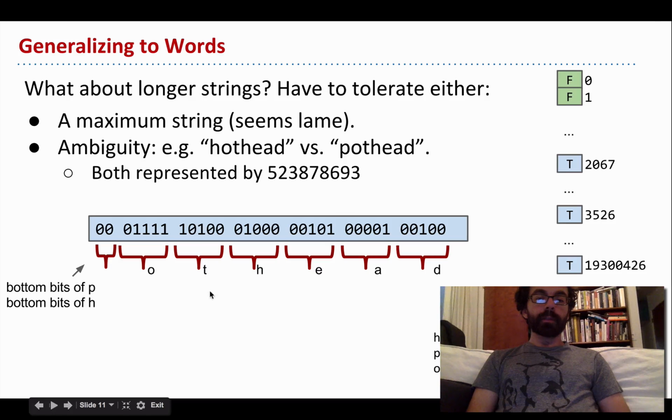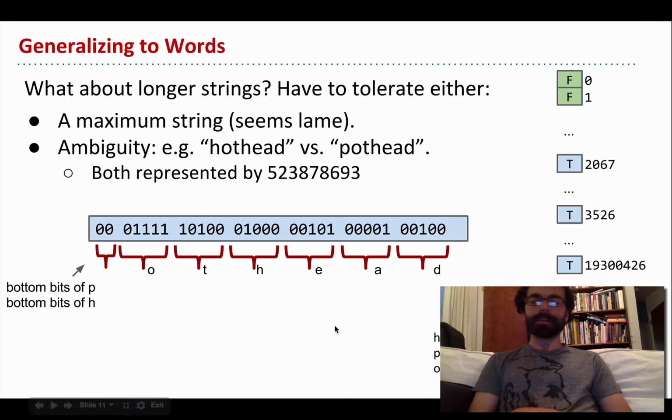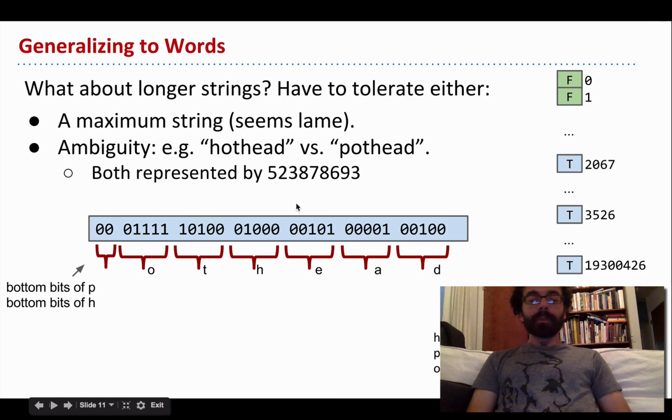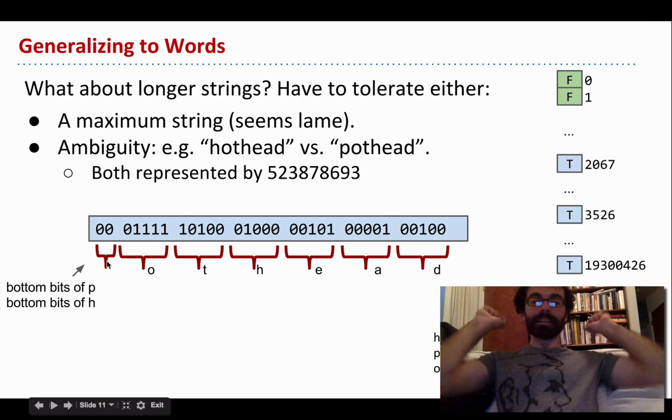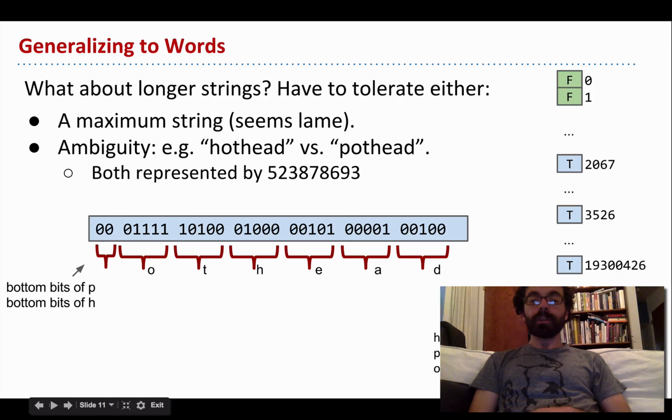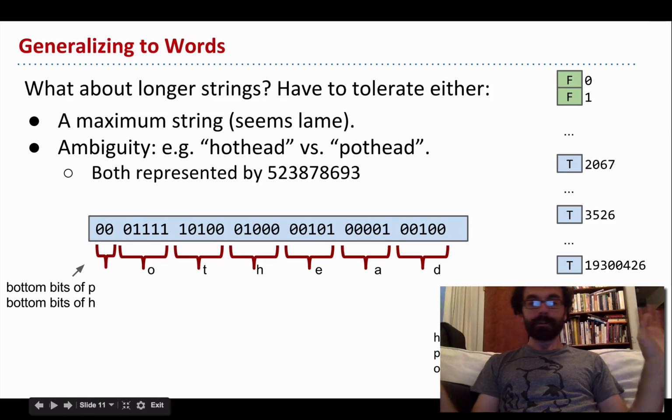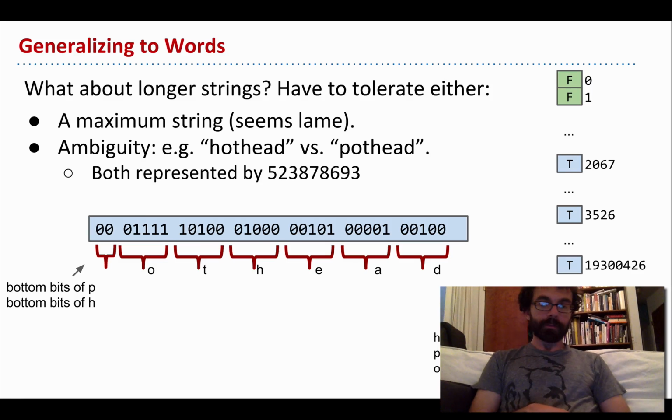If we have the words hothead and pothead, which honestly are a little opposite, we find they have the exact same representation here, right? So hothead, pothead, hothead, all of those are going to be represented by exactly this. So if we have a true here, we don't know if that's hothead, pothead, or what. All right. That could be problematic, depending on what you're using your set for.